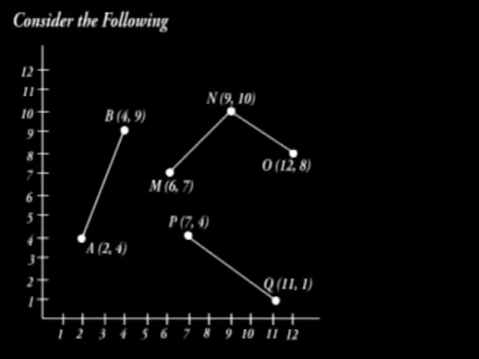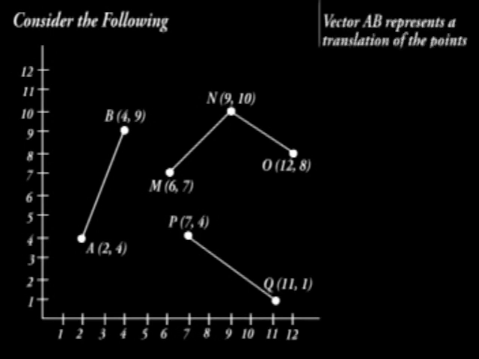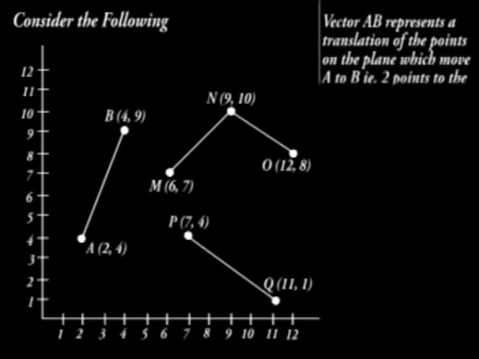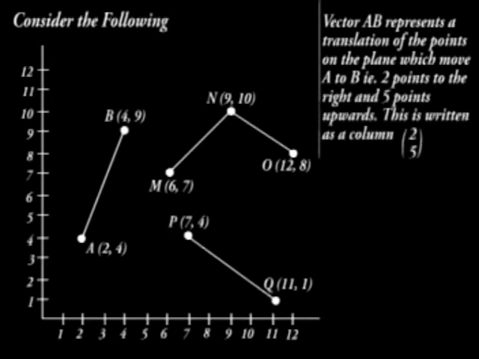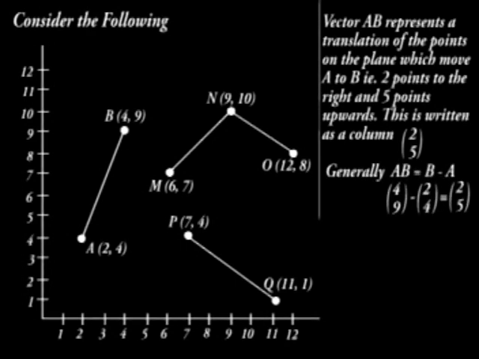Vectors on a Cartesian plane. Consider the following. Vector AB represents a translation of the points on the plane which move A to B, that is, 2 points to the right and 5 points upwards. This is written as a column vector (2, 5). Generally, AB is equal to B minus A, which is (4, 9) minus (2, 4), giving us (2, 5).